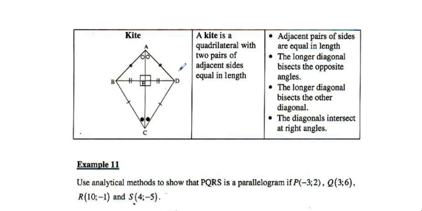Kite. It's a quadrilateral. Basically, it's two isosceles triangles sharing a common side. So triangle ABD is an isosceles triangle. That means adjacent sides are equal.